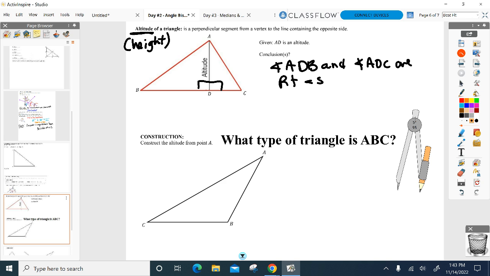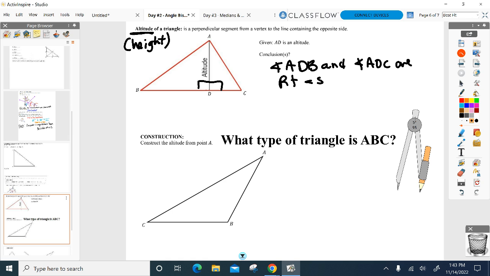Bonus question. In a single triangle, how many altitudes exist? And the answer is not infinite. In a single triangle, look at the definition again. In a single triangle, how many altitudes can only exist? What do you got, Brody? 3, because there's only 3 vertices. 3 vertices, right?